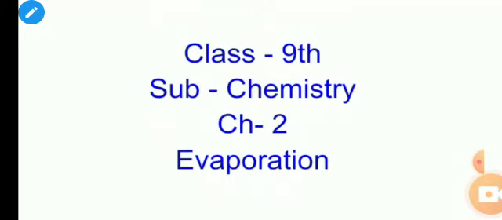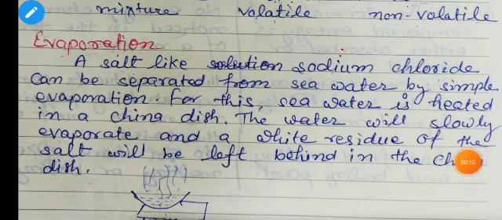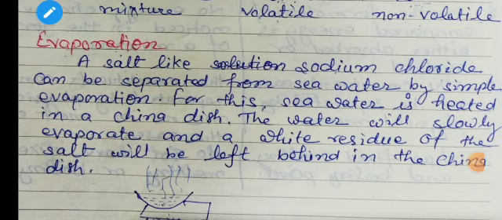Students, today we will discuss evaporation. Evaporation I think all of you know very well. This method is applied to a mixture in which one of the components is volatile and another must be non-volatile. In that condition only evaporation is used, and when it is heated, the volatile substance is converted into gaseous form and starts coming out of the mixture, whereas the non-volatile substance remains inside the container.